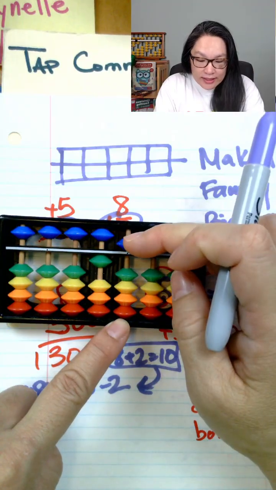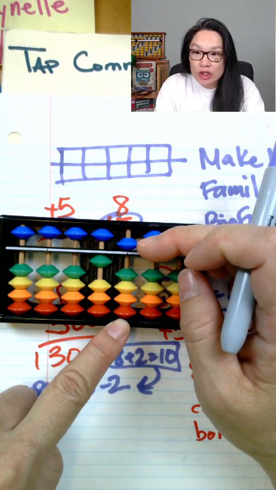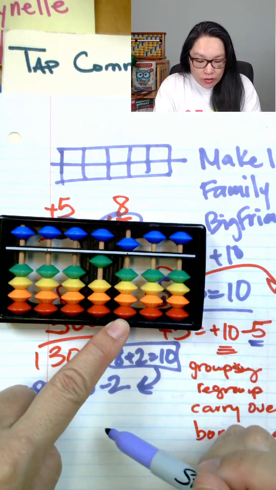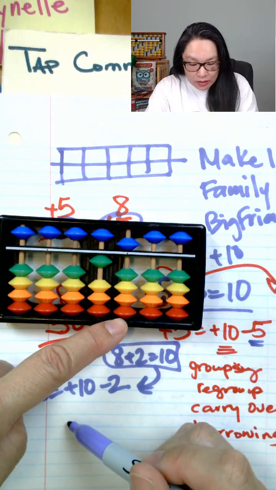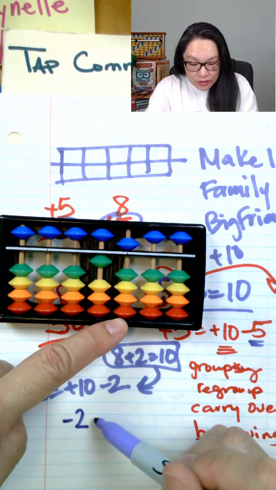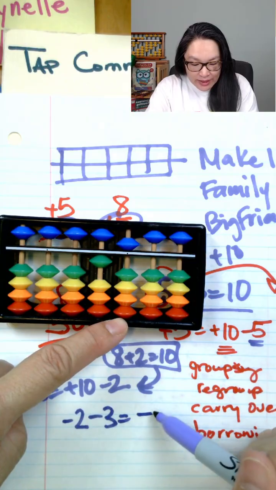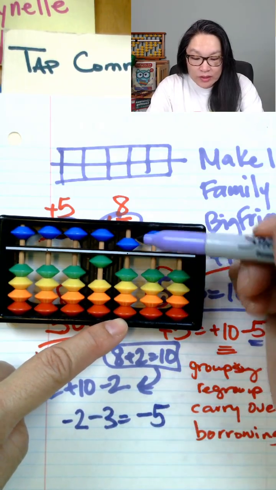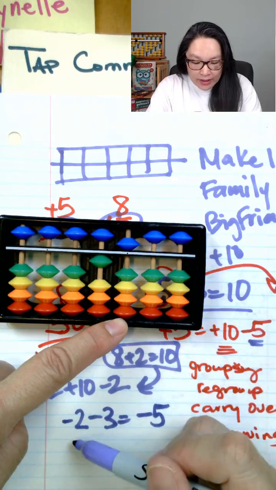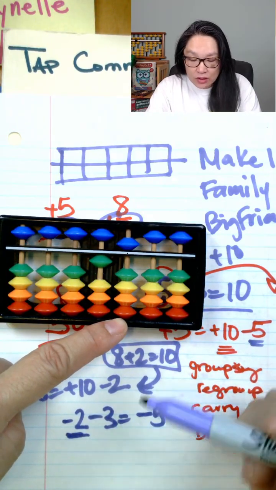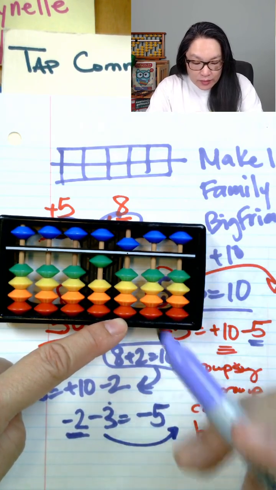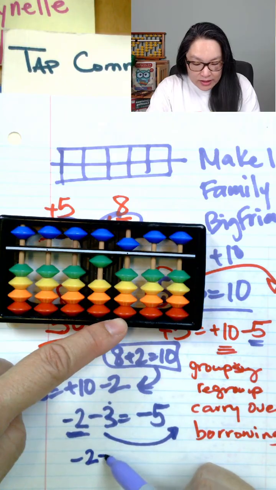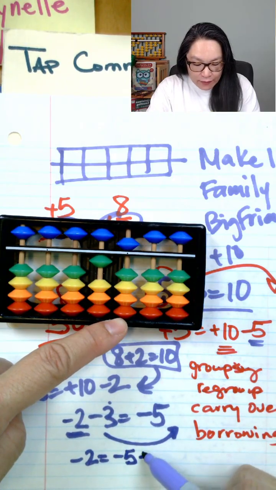So notice, if I want to take away the 2, I can utilize this 5. So in this example, I'm going to say minus 2 minus 3 equals minus 5, because essentially what we're doing is we're going to take away this 5. But we need to isolate this 2. So when we isolate the 2, we move the 3 over here. So I'm going to rewrite it: minus the 2 equals minus the 5 plus the 3.